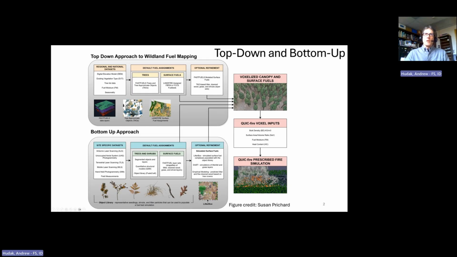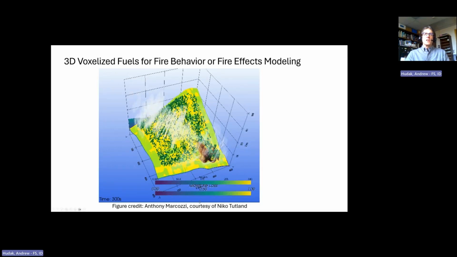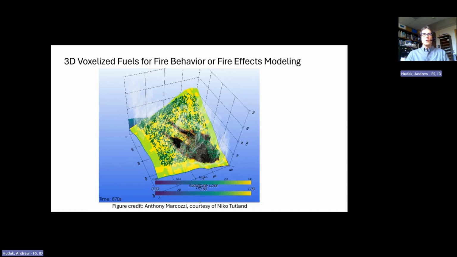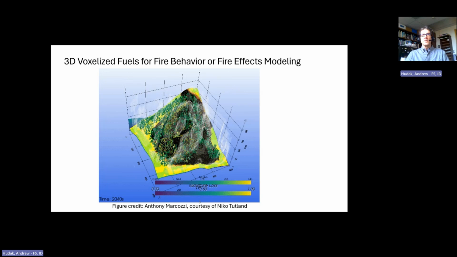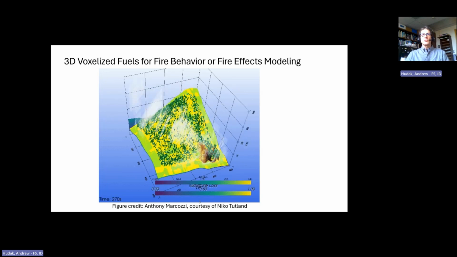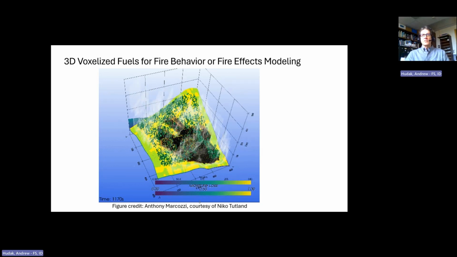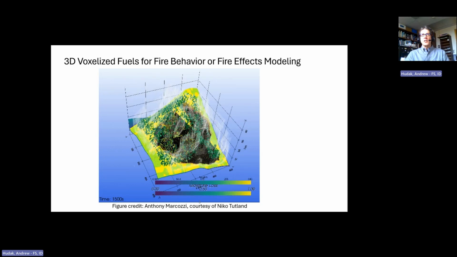Okay, so here's a little video of a QUIC-Fire simulation through a forest stand on a hill slope. And it's these kinds of simulations that managers use to test different scenarios of fuel moisture, different fuel distributions, and how that will affect the resulting fire behavior. So this is kind of the goal of some of this fine scale fuel mapping, to provide 3D inputs to these types of models.